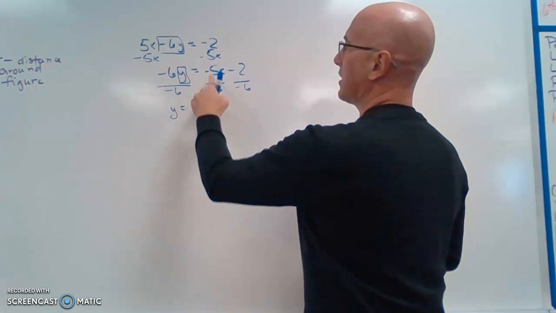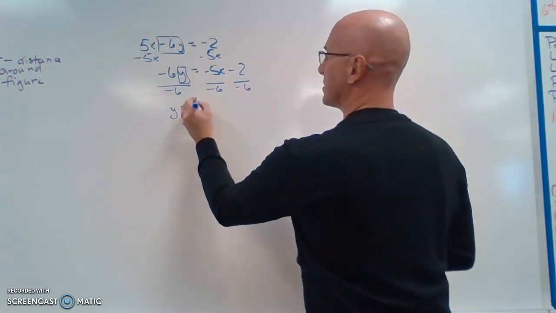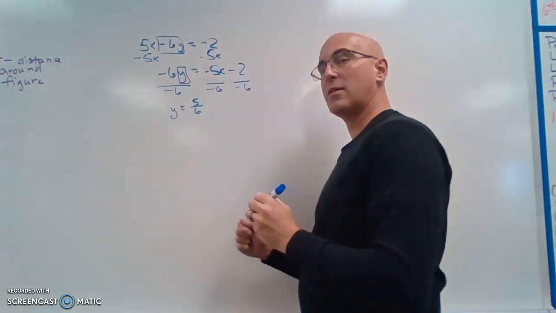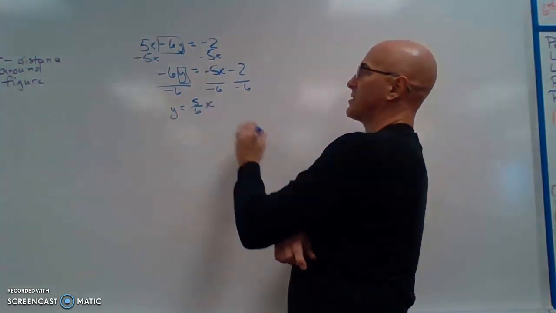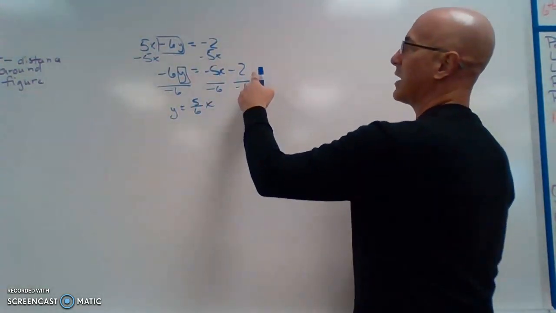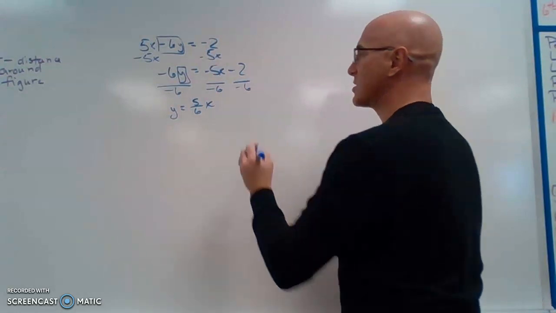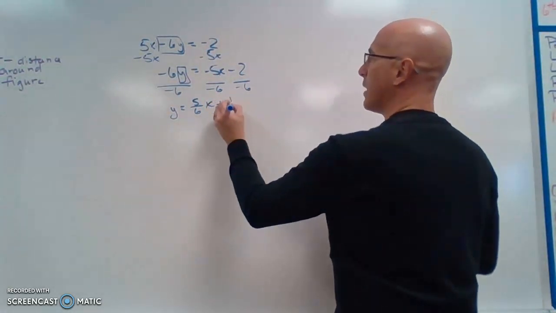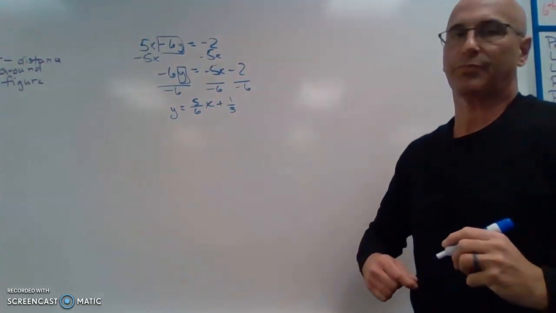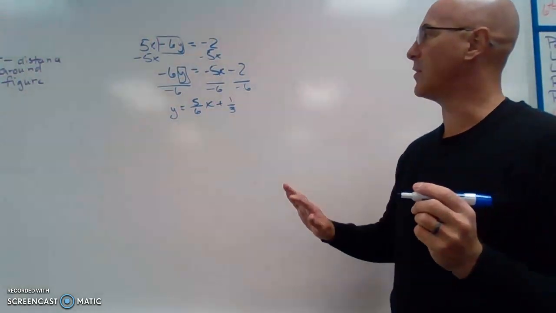So now we have negative 5 over negative 6, and a negative divided by a negative is a positive. So 5/6x. We've got negative 2 over negative 6. We can simplify that into positive 1/3. Okay, that's a good review.